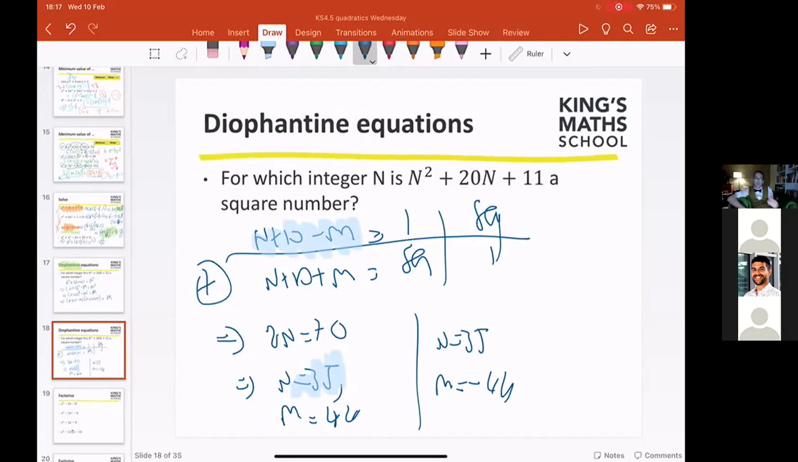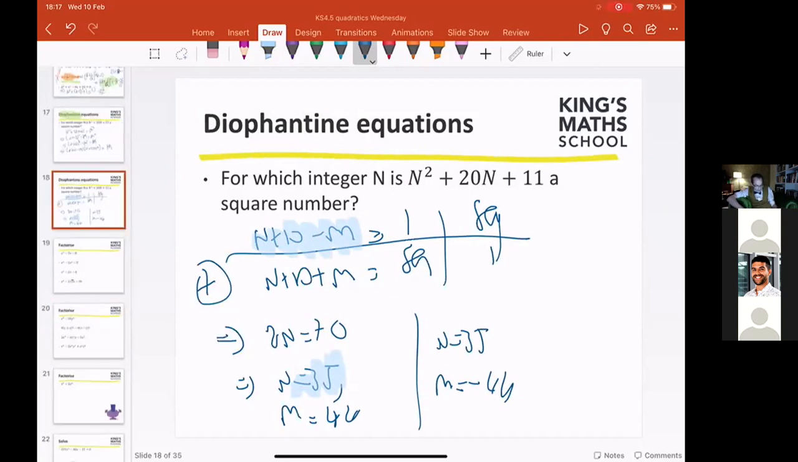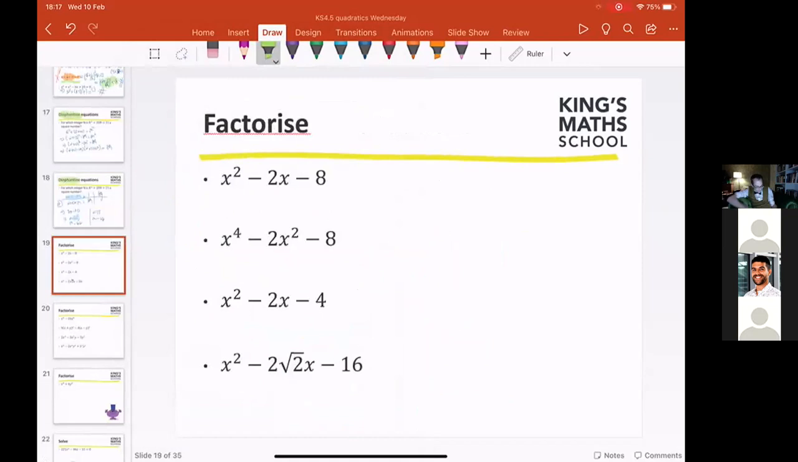So there's only one value n which makes this a square number, and n is 35, and the answer you get is 44 squared. So Diophantine equations are really lovely, and we're going to come back to them. They're so lovely, we're going to come back to them later as a trailer for the second part of the session. So, factorizing. I'll give you a couple of minutes.